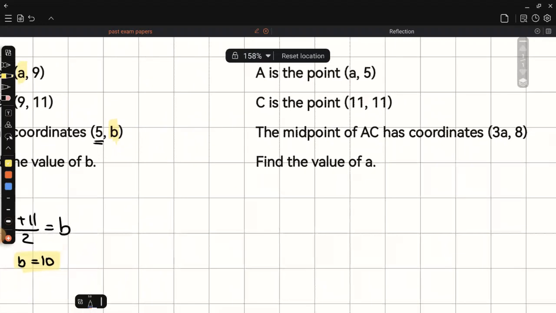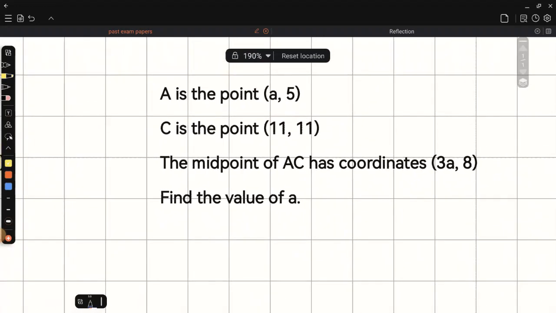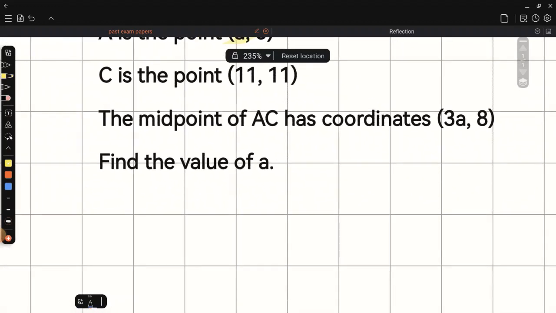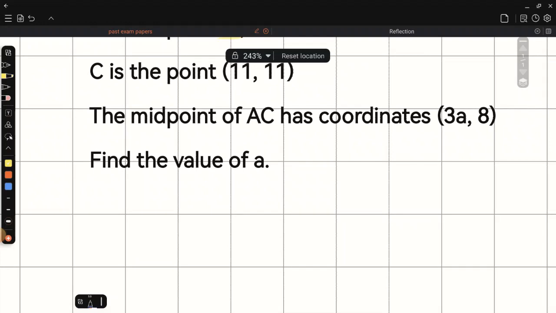Now let's have a look at the final question. So here we have the coordinates of point A. However, the exact value of the x coordinate is not known, and we know the coordinates of point C. We also know the coordinates of the midpoint of AC. However, the exact value of the x coordinate is not known.